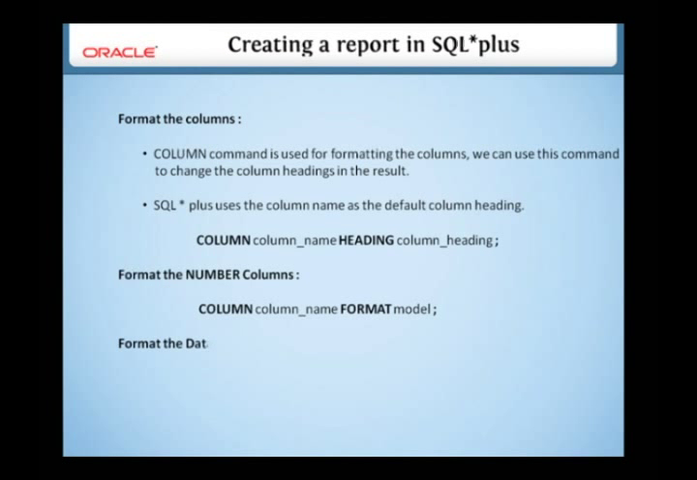Let's see how to format the data types in SQL*Plus. We can use a format model with the column command to change the default display of data types. Here I will show you the syntax to do this: column column_name format model. In this syntax, column is a keyword. Column name specifies the name of the column to be formatted. Format is a keyword to specify that we are going to format the column. Model gives the model of the format.